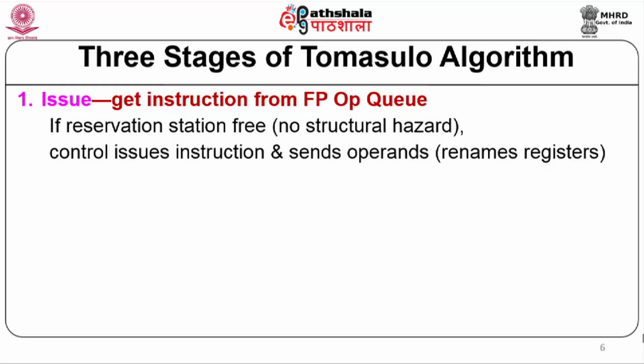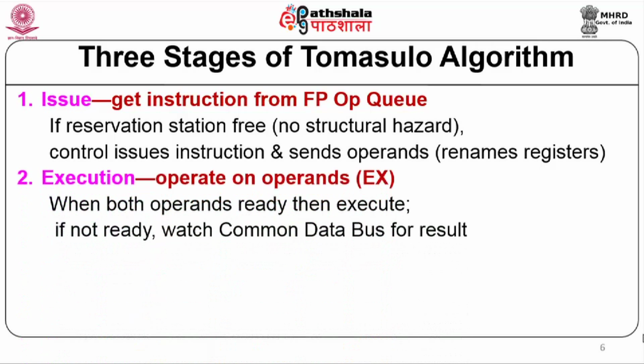And during the issue stage, if operands are already available, you read the operands from the register file and load them into the reservation station entry. If operands are not available, then indicate the fact about which instruction is to produce a result for this particular instruction. All that happens during the issue stage.